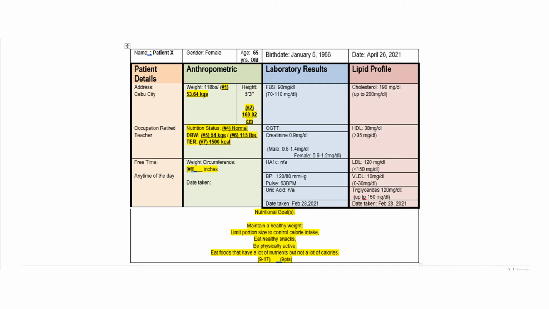The nutritional goals for the patient are as follows. Maintain a healthy weight, limit portion size to control calorie intake, eat healthy snacks, be physically active, and eat foods that have a lot of nutrients but not a lot of calories.